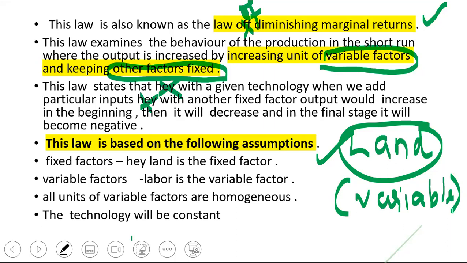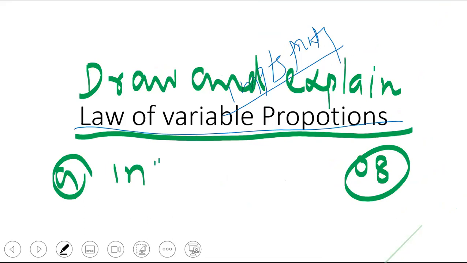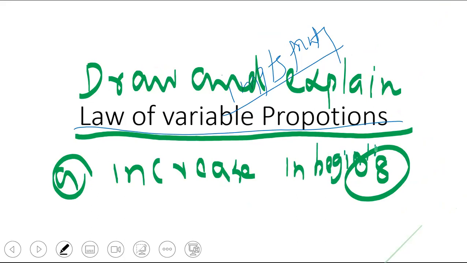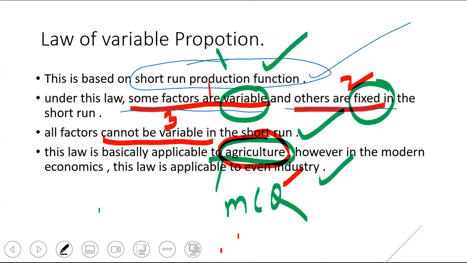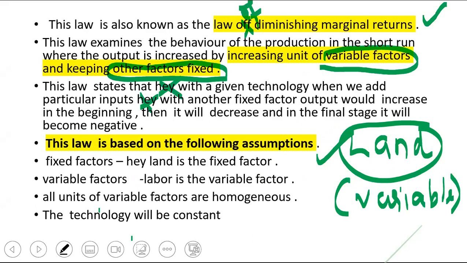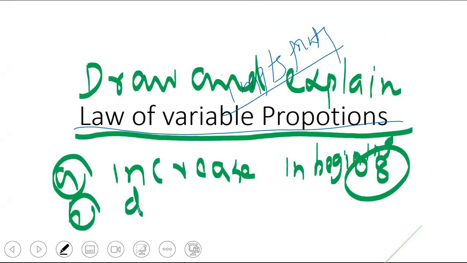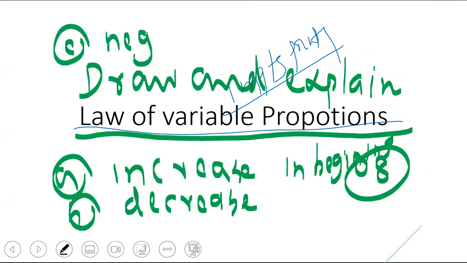Then the output, points one, two, three. Point number one: output will increase in the beginning, ceteris paribus. Then output will decrease, and in the final stage it becomes negative.